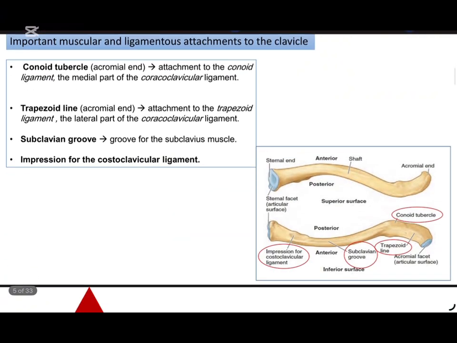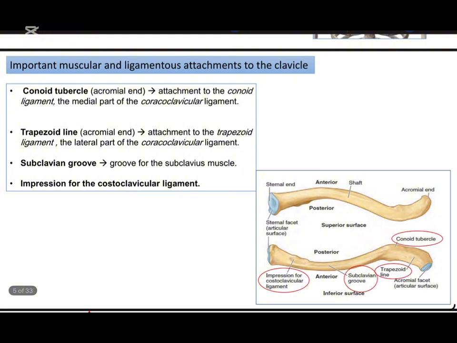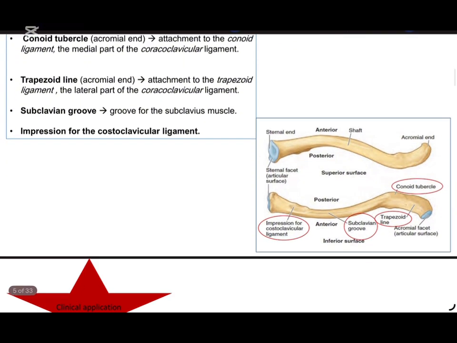So back to the inferior surface, we said it is a rough surface because it is a site of attachment of different structures. What are these structures? Starting from the lateral side, so this is the acromial end. As you can see, it is a flat end, so this is the lateral side. This triangular end is the sternal end, so this is the medial side. I will start from the lateral side here.